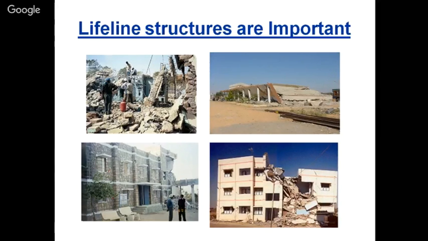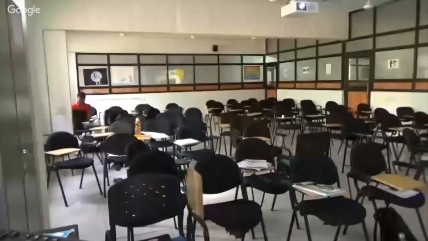As you can see in this figure, in the bottom left corner a masonry structure is standing, whereas the RCC structure in the bottom right corner has failed. The reason is that the masonry structure in the bottom left corner has bands provided.